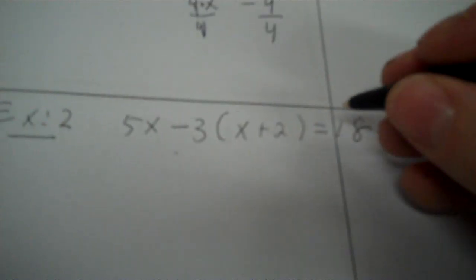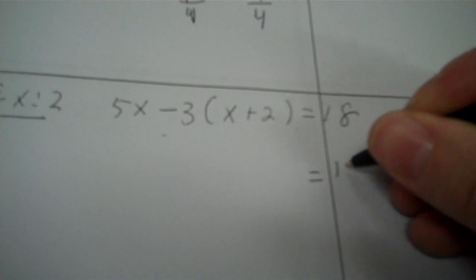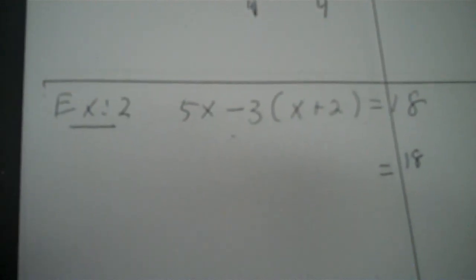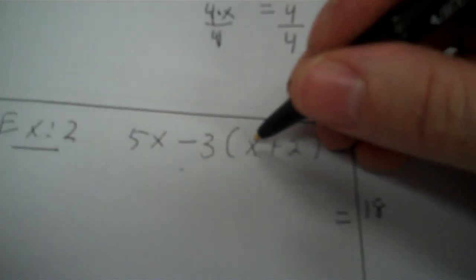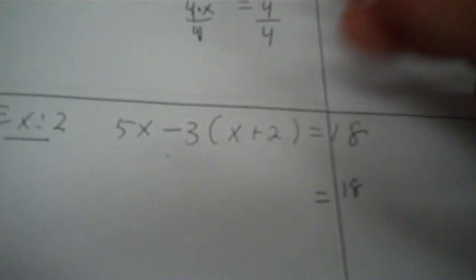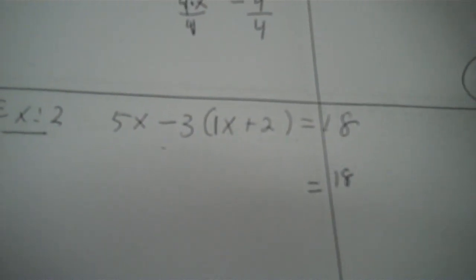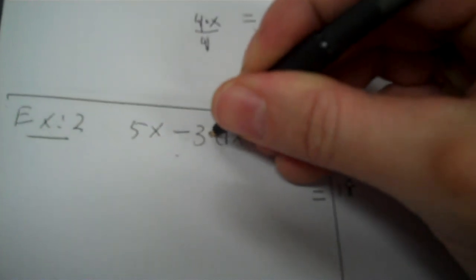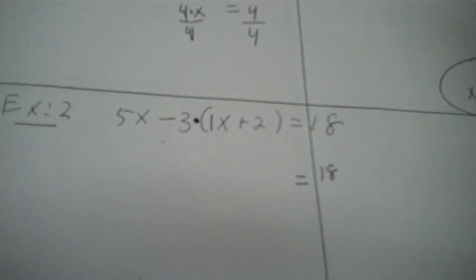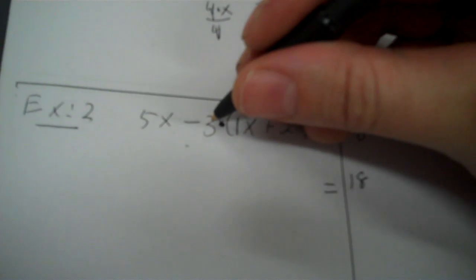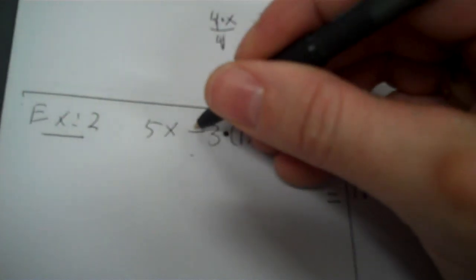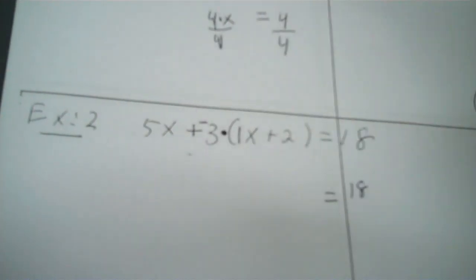Solving for x. So line up your equals, and you're going to put 18 over there. Now in the parentheses, you got x plus 2. You're going to want to put a 1 in front of the x, so you actually have a number there. And the outside multiplier is a 3, but you have to be careful on this one, because if that 3 has a minus sign, we make it plus negative.